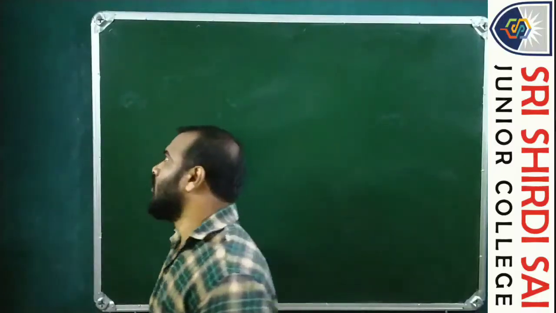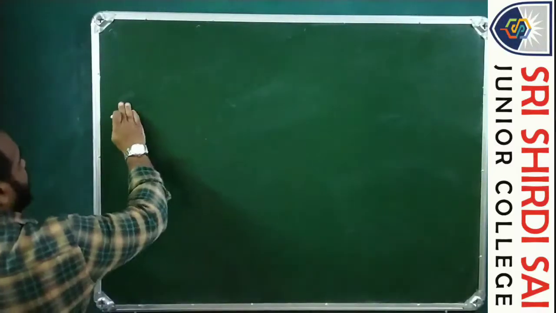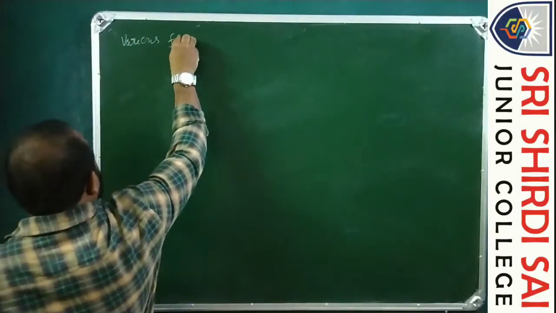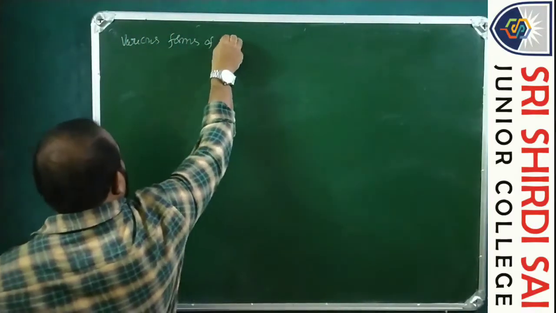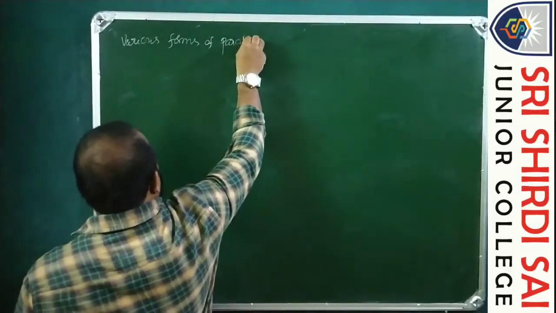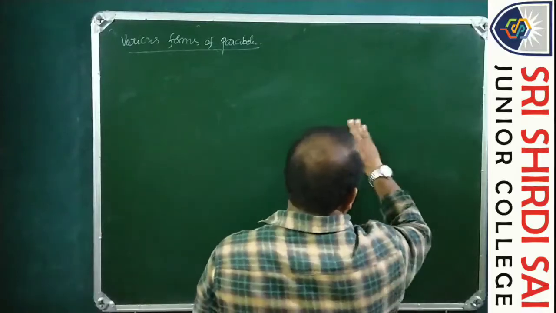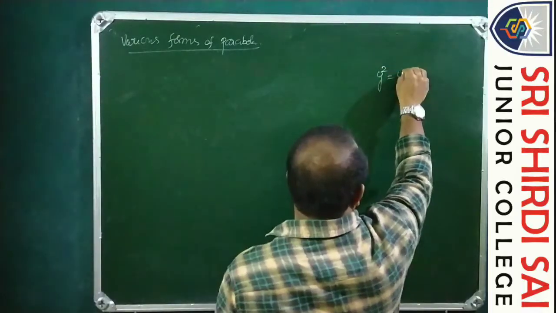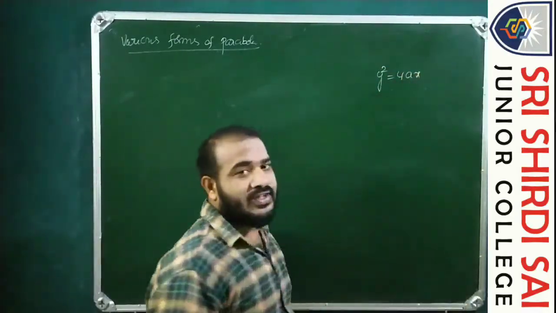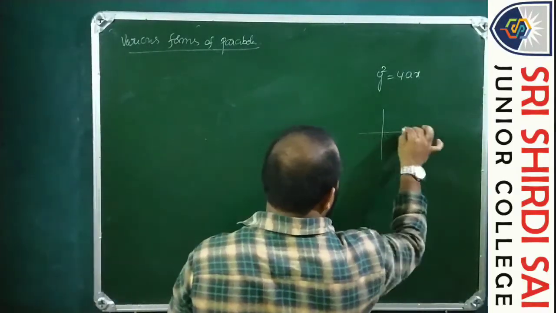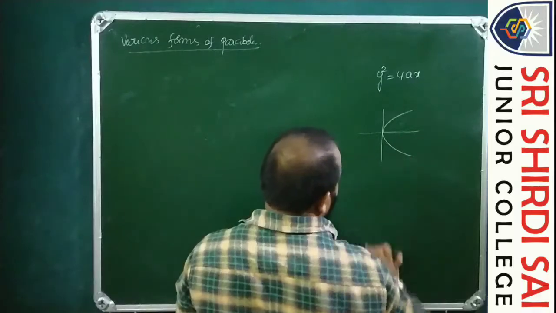Okay, now let us discuss the various forms of parabola. So, last class we have discussed y square equals to 4x. This is of this form.